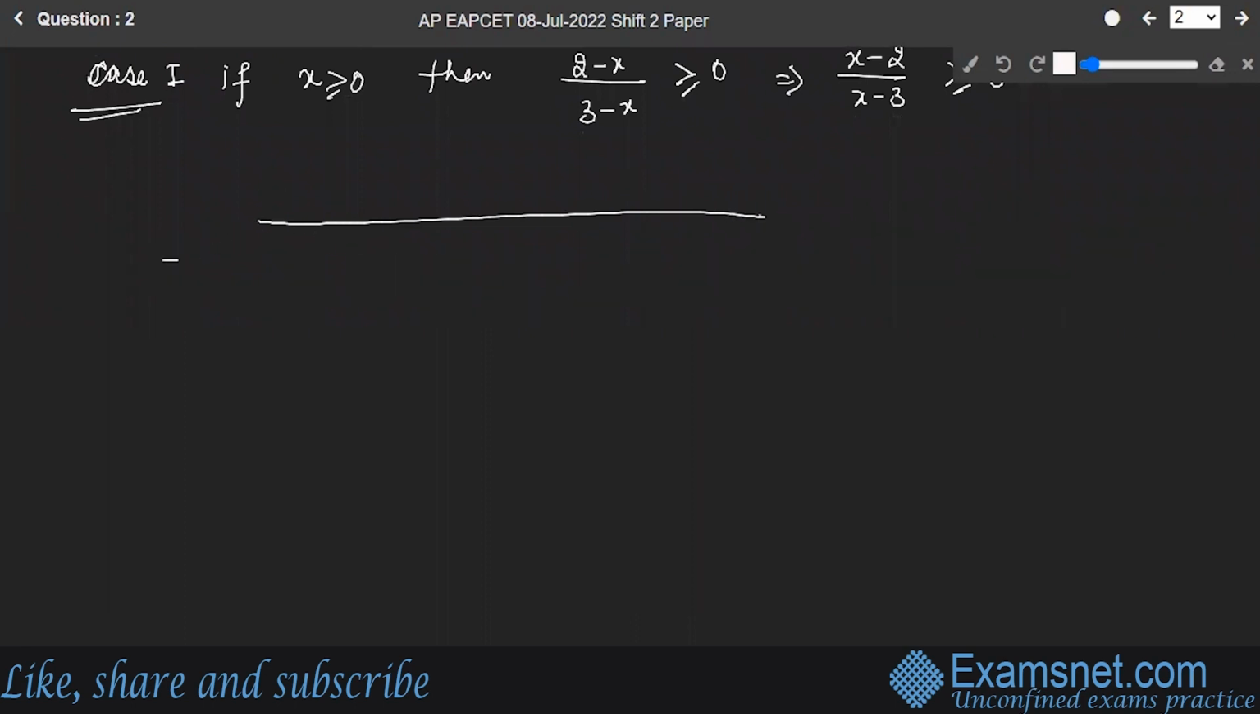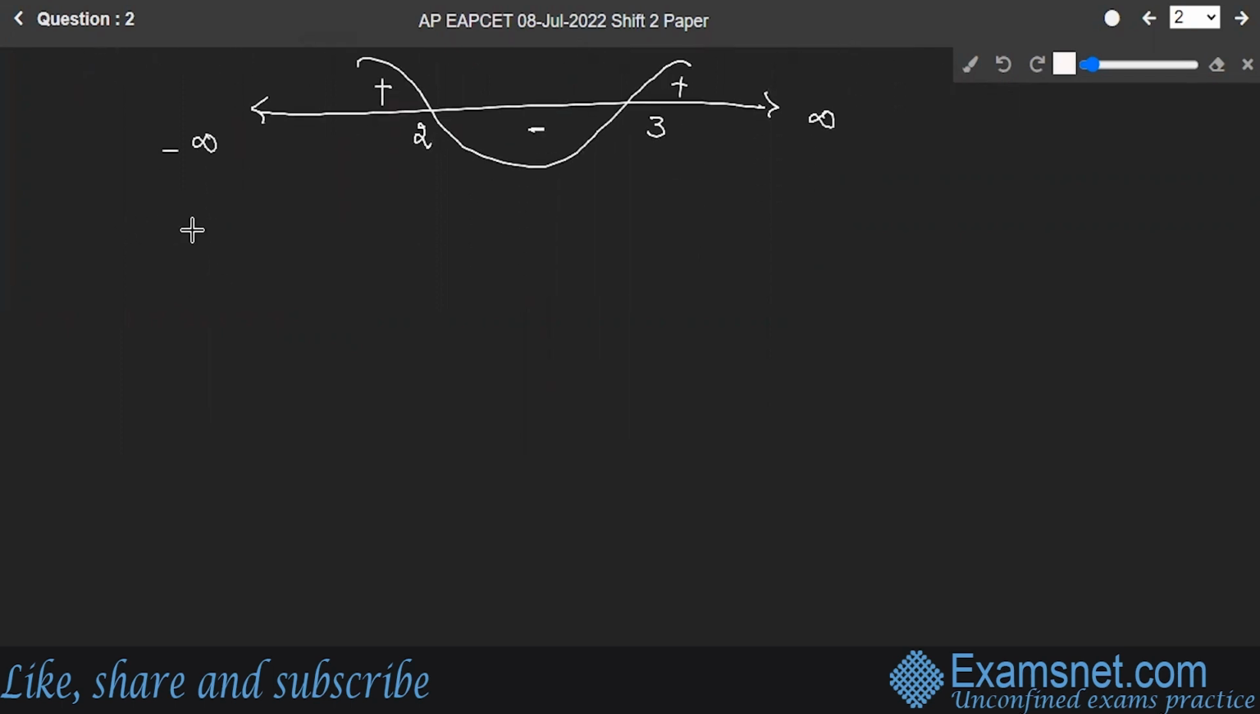See, if this is the graph, here I have the minus infinity and here I have the infinity. So the graph is something like this, right? It is on the negative side over here. This is 2 and this is 3, right? Here I'm having the plus sign. The graph is positive above the x-axis and downward the x-axis, it's got to be negative, right? Therefore, x will belong to minus infinity, comma 2 inclusive, union 3, comma infinity.